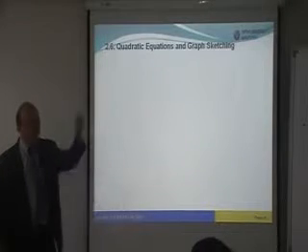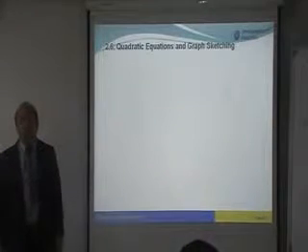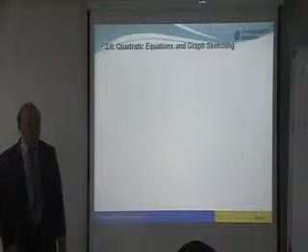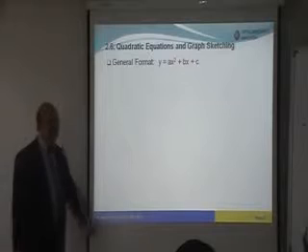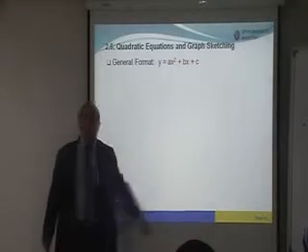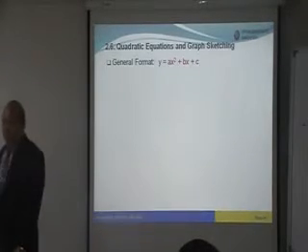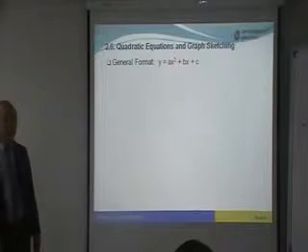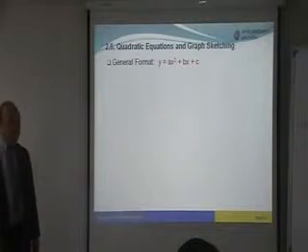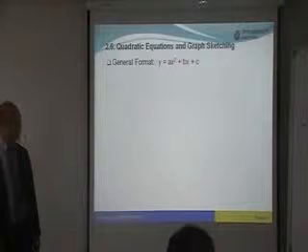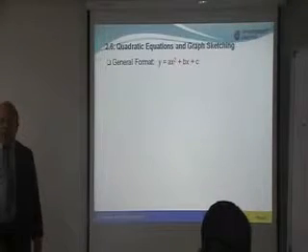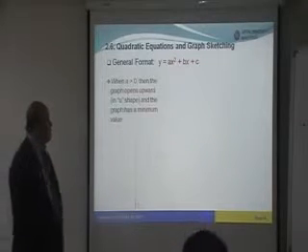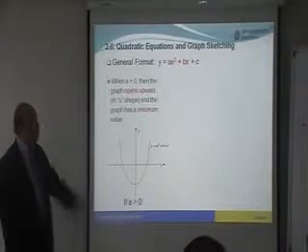Kalau straight line, we use y equals to mx plus c. Straight line only. Tapi for curve, we got a general formula. The general formula is y equals to ax squared plus bx plus c. Understand? Y equals to ax squared plus bx plus c. Right? So what is a, what is b, and what is c? Let's look at this example.